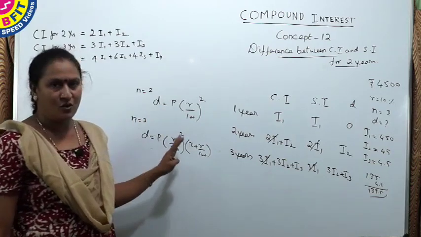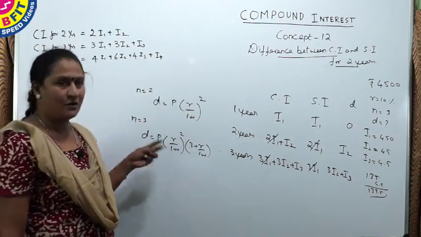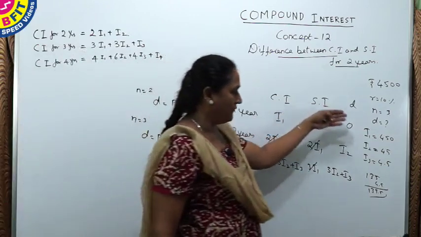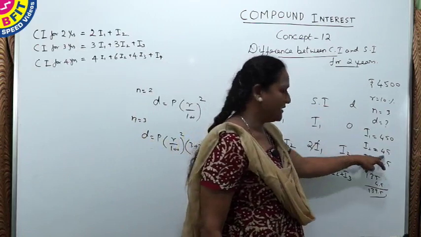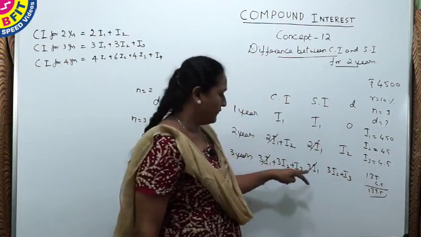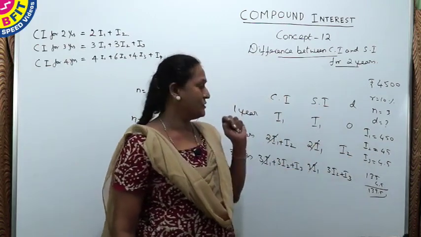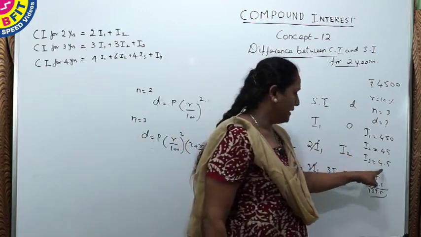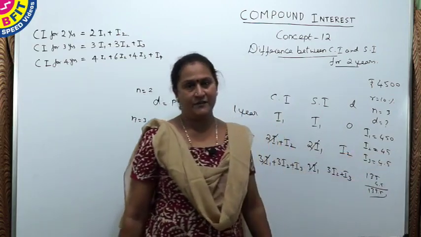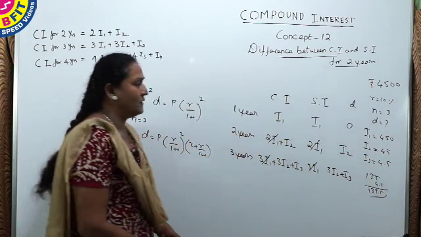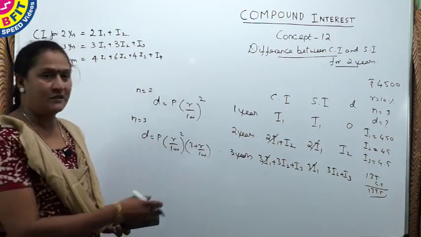But there is no need to use this formula because it takes time. So find I1, I2 and I3. Then triple this I2, because for the difference, 3I1 will be in simple interest also. So triple this I2 and add I3, and you get the difference. Now we'll see a few examples for this working.